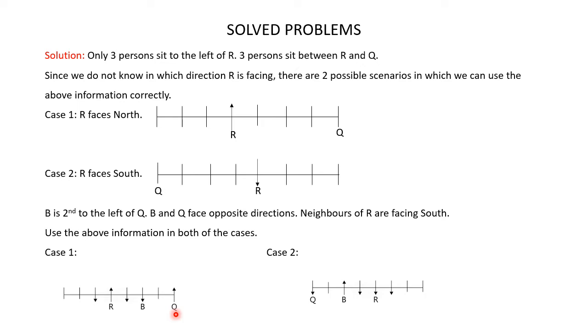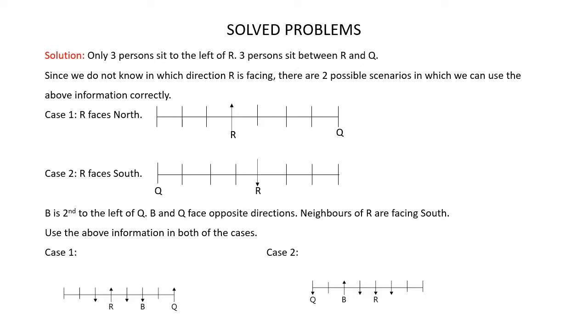So in case 1, mark Q such that Q faces north. Then second to the left of Q will be B. Since B and Q face opposite directions, B will face south direction since Q is facing north. Now it's given neighbors of R are facing south. So mark the neighbors of R facing south.